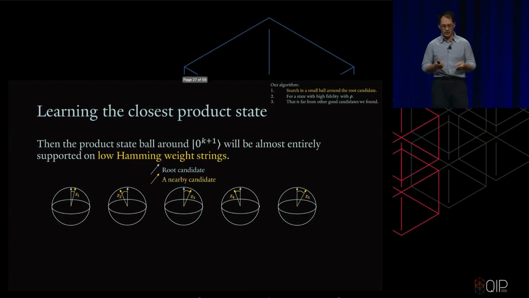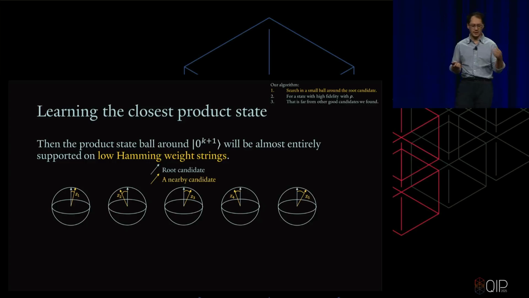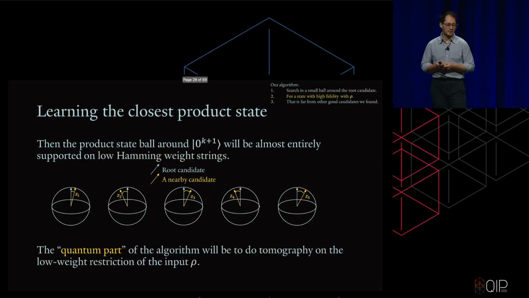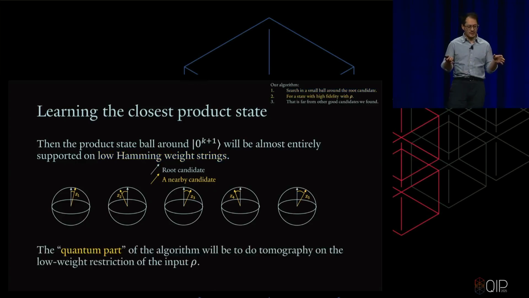And remember, I told you I'm only searching in a really small ball around the root candidate. So everything I could possibly look at in this ball is going to be supported on really low weight Hamming strings. If I imagine looking at the first one, z i being the angle with 0, this has really small overlap with 1, and the same for the second one, the third one, the fourth one, and so on. So in order to optimize over this ball, I really only have to consider a low Hamming weight restriction of my input. The quantum part of my algorithm is going to be to first restrict rho to the low Hamming weight subspace, and then do tomography on that subspace.